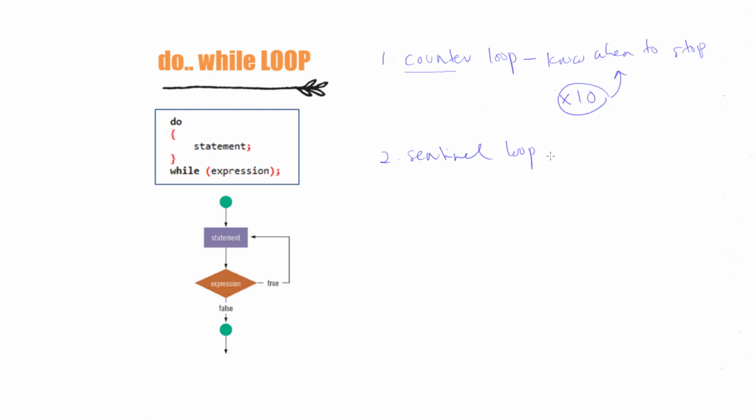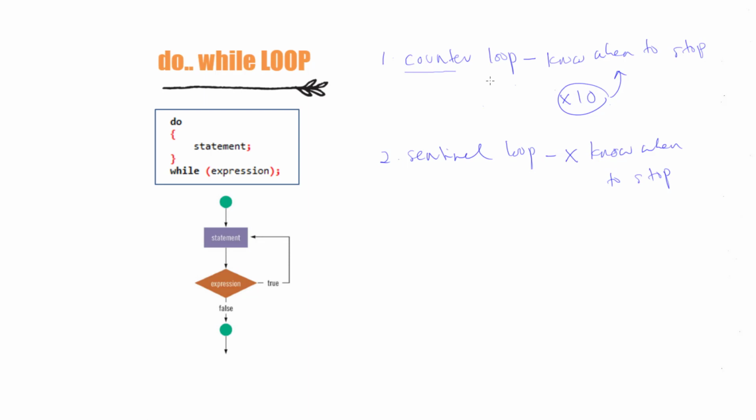A sentinel loop is when we don't know when to stop. For example, display hello as long as the user wants. That means we don't know when to stop. It will stop depending on the user.